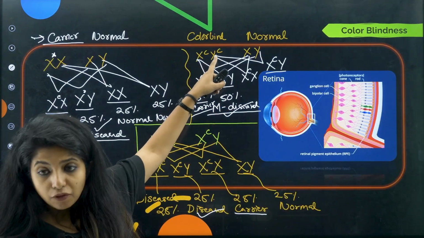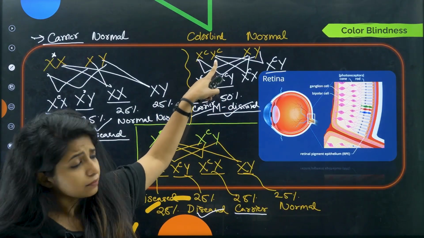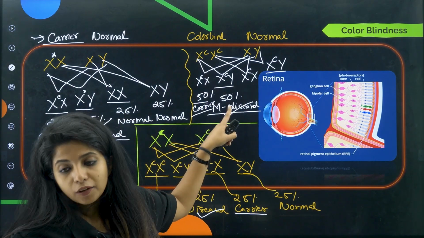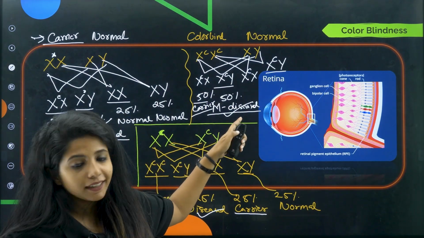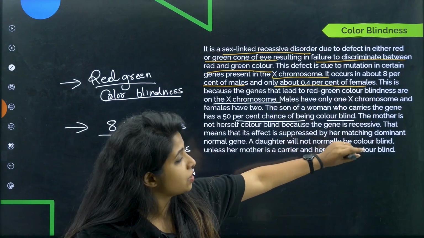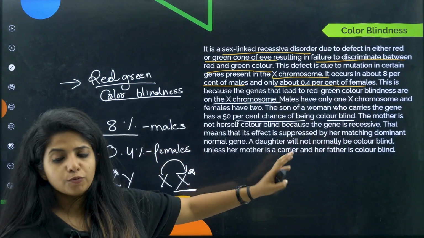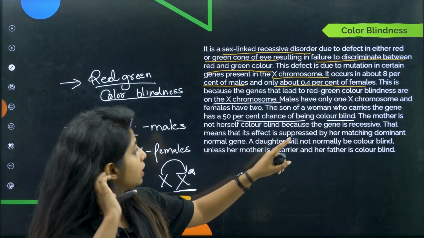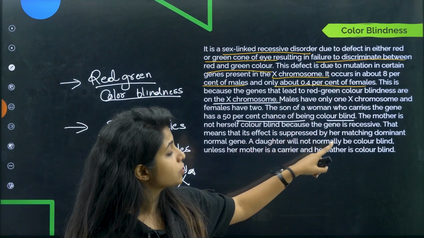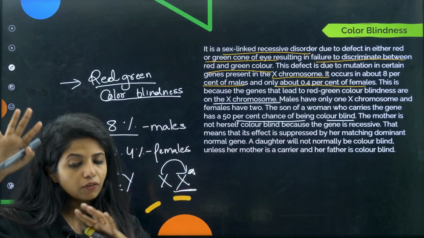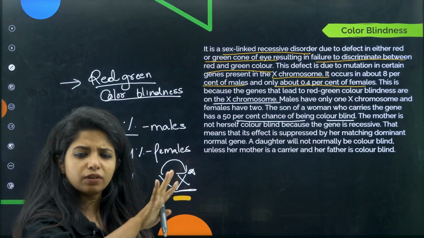So the son of a mother who carries the gene will have a 50% chance of being colorblind, diseased, right? Now one more thing is given: because the gene is recessive, and because the Y chromosome has nothing to do with the normal production of the gene, its effect is suppressed by the matching dominant normal gene in the case of females. In females, we have a matching dominant gene which covers everything up.